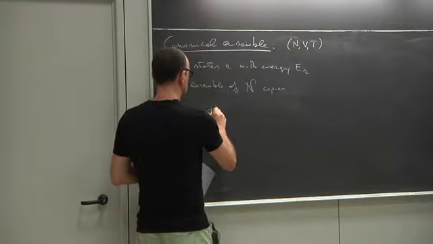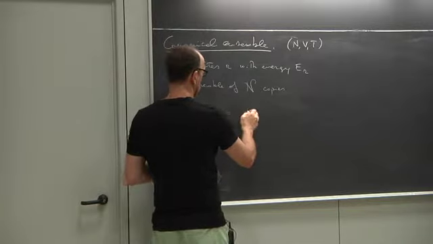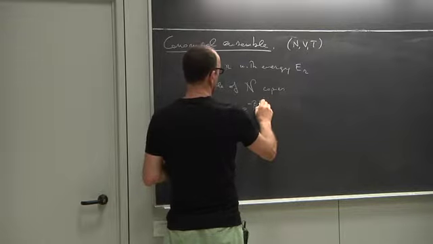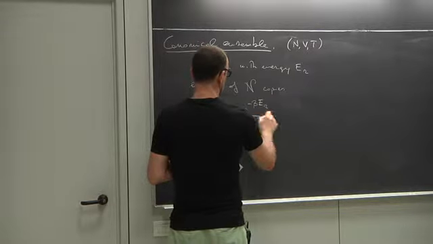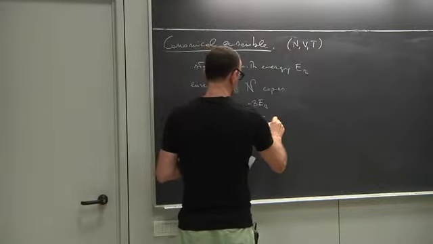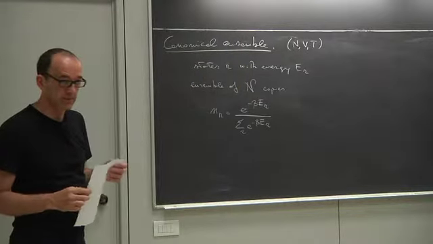And what we have found is that this number n_R is e to the minus beta times the energy E_R divided by the sum over R of e to the minus beta times E_R. Right?